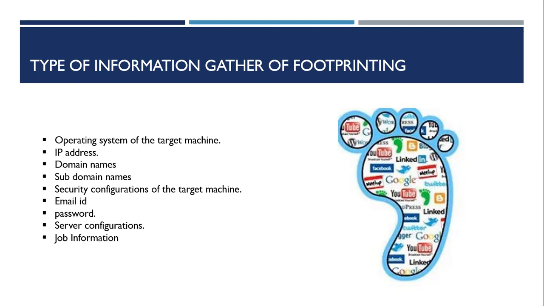Email IDs matter if we have to attack an organization and want to know who the employees of that organization are. Maybe one of those employees is in a risky state, his system is in a risky state, so that we can access the network of that organization from his system. So we can plan some type of phishing attack on that employee. To perform the phishing attack, basically we have to send them an email, and we can know those email IDs through footprinting. Passwords, sometimes passwords are also there, server configurations, and job information.